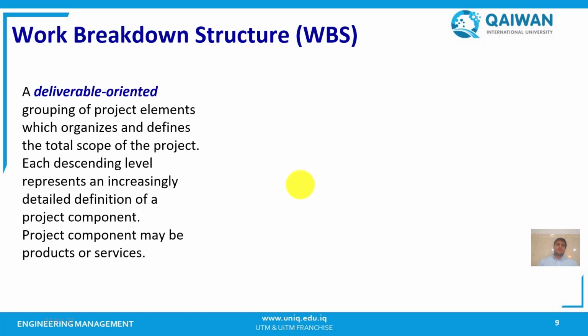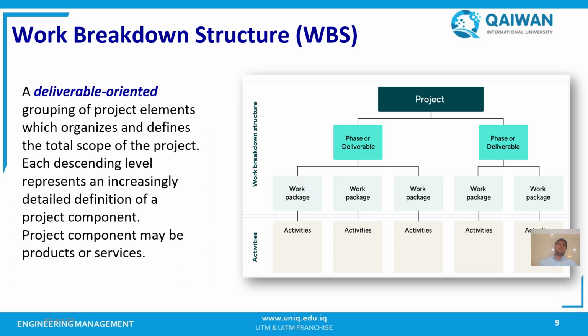Now we have to understand what is work breakdown structure. Work breakdown structure is a hierarchical decomposition of project scope into smaller manageable components. As we see here, this is the project and it has been divided into two main phases, and these phases are divided into some other work packages, and these work packages are divided into some activities. This is called work breakdown structure. That's very important in any kind of project.